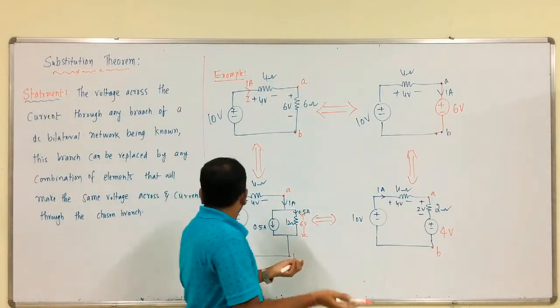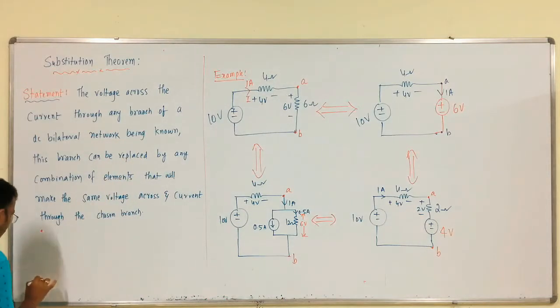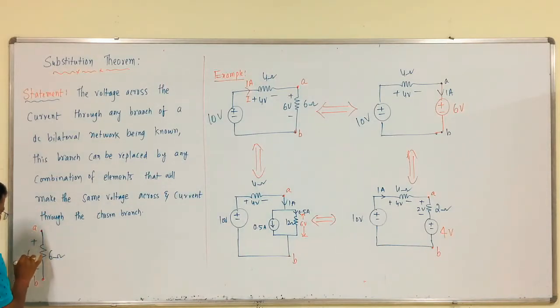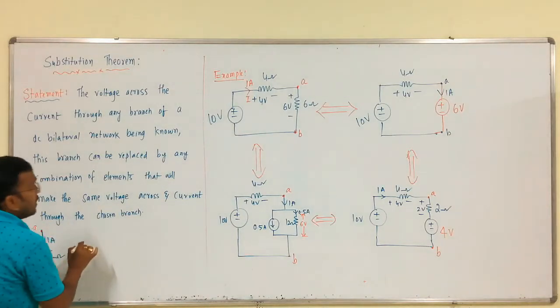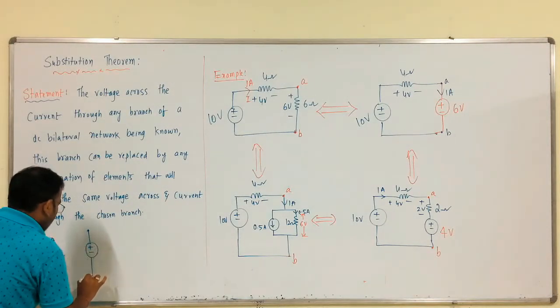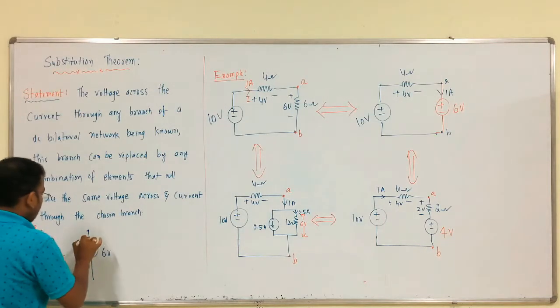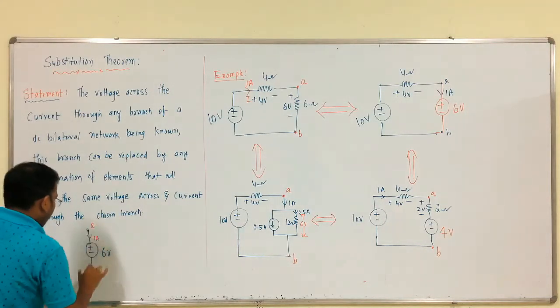What have we done? Simple. Between these two A and B, we have only one branch, right. A 6 ohm branch, plus minus 6 volts, that is, 1 ampere current is there. Clear? Then we have modified this circuit into what? The second one, a single voltage source of 6 volts, right. The current through this is what? 1 ampere, A B.